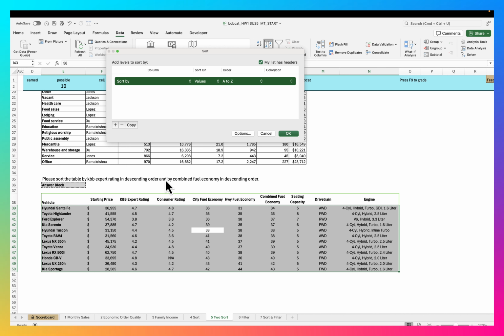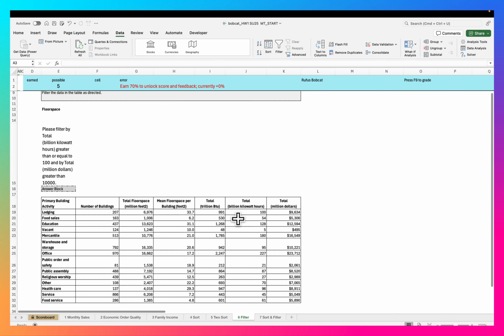When I say first and 2nd level, you can see what I'm talking about, because it says first by expert training descending, then by compounded fuel economy descending. And remember, always get the order right, ascending or descending, or it won't match and you won't get the points.